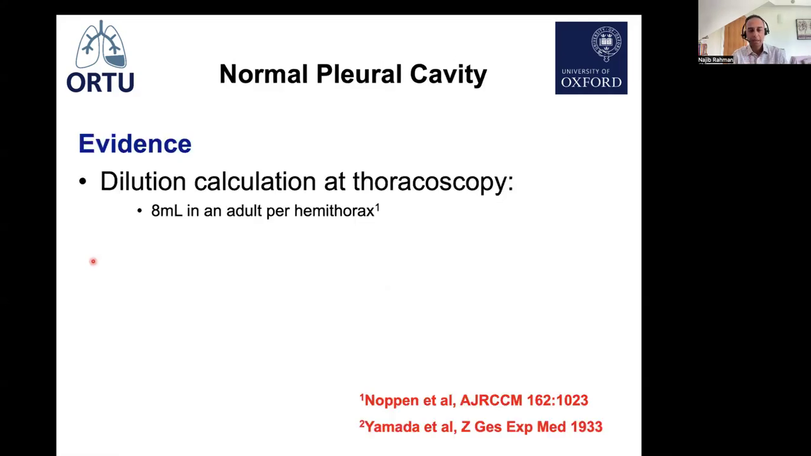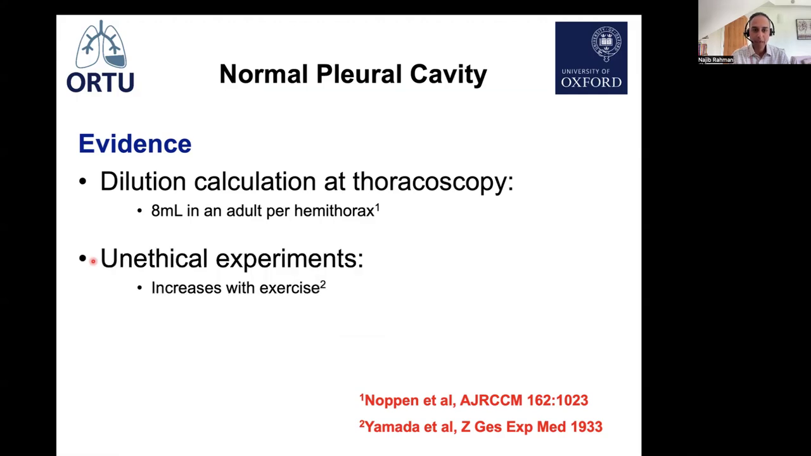Now, those calculations I told you, 8 mils per adult per hemithorax, this was calculated with dilution experiments. So these were patients undergoing a thoracoscopy where the pleural space was normal, and these investigators, Noppen et al., infiltrated a set volume of fluid with a tracer, and then they aspirated all of the fluid and measured the difference in the tracer concentration. And from that, we derived that in normality, one should expect about 8 mils per hemithorax.